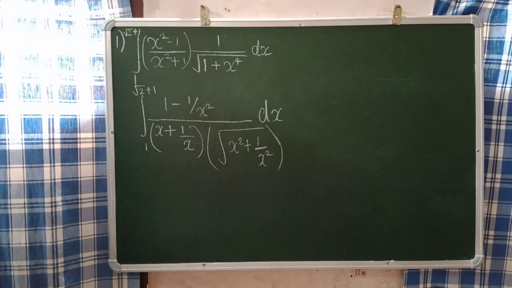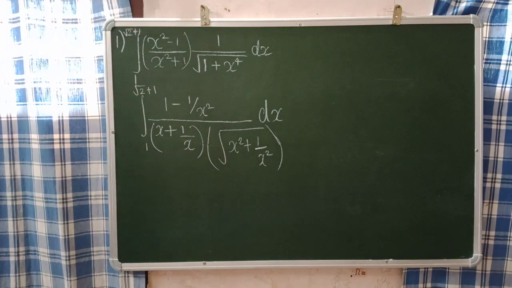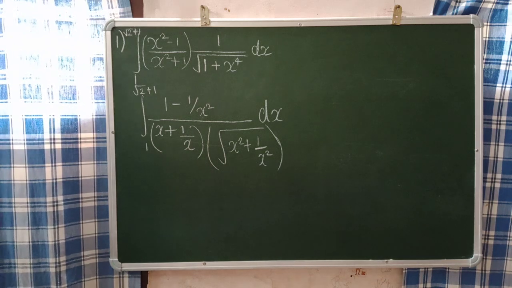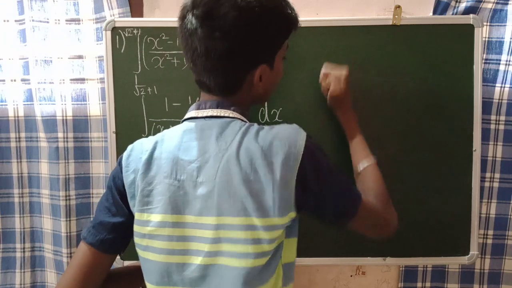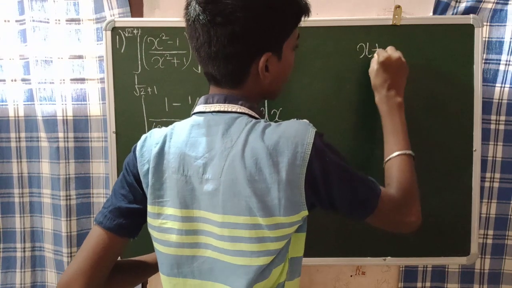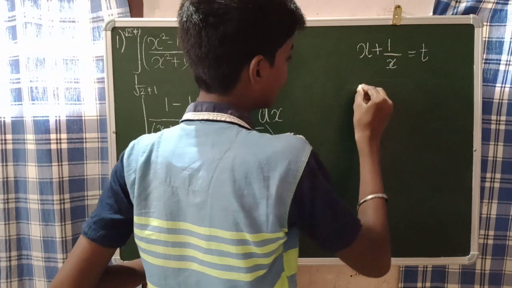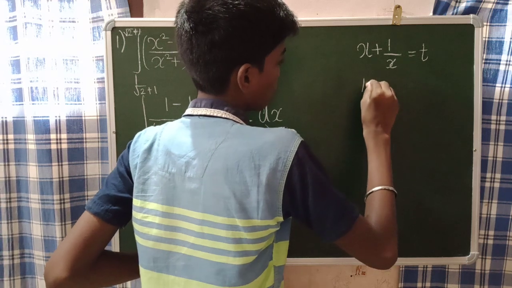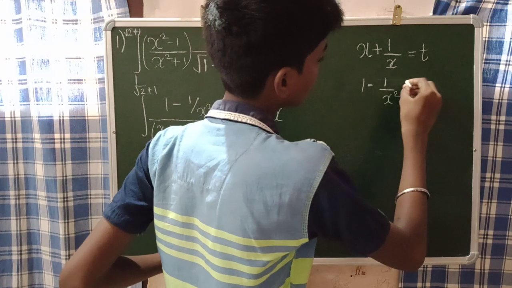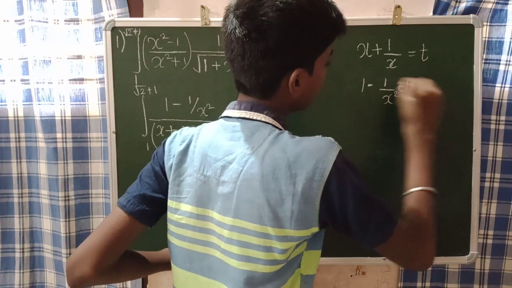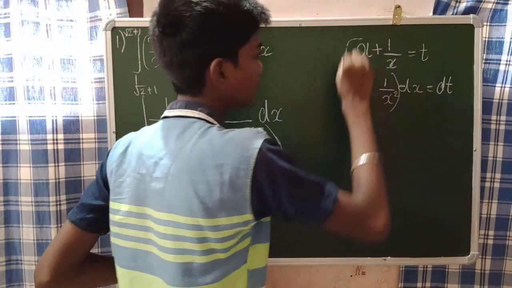Now after this, what you need to do is use your substitution method. So using a substitution method, what I can substitute, think, I can take your x plus 1 by x as t. When you take your x plus 1 by x as t, then 1 minus 1 by x square of dx will be equal to dt, correct now?